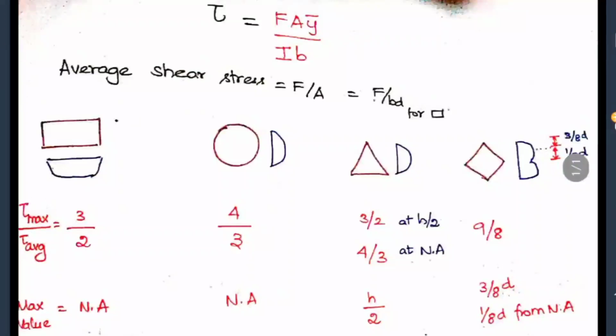So the formula is force into the area into y bar by I into B. Okay, this is the maximum shear stress formula. So now we can see the average shear stress. Average shear stress we know already, it's just the shear force by area. So that's a simple thing. So for a rectangle, if you consider, it is F by BD. So that is the simple thing.